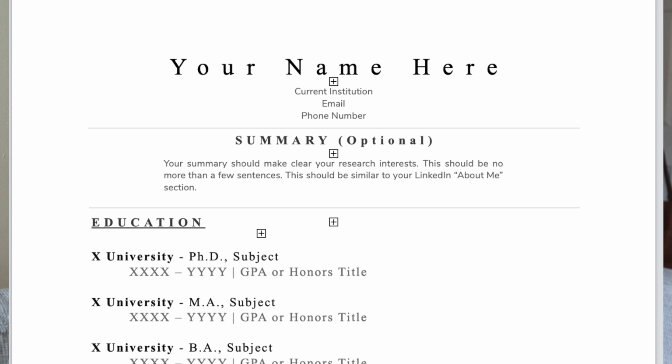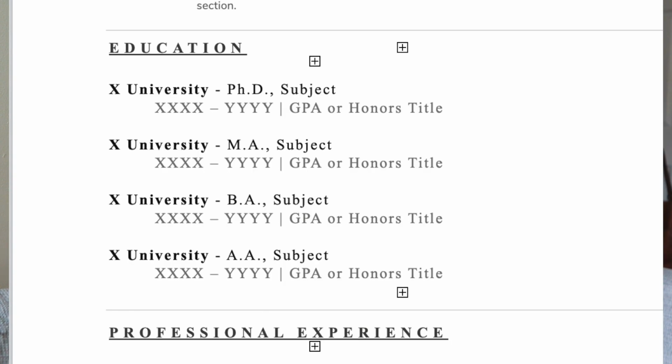So again, similar to the objectives on the previous professional resume, you want to include some information about your research interests, anything to basically give them more information about your background. So this can be just a short little blurb. It should be no more than about 3 or 4 sentences. Below that is going to be your education. This is obviously the most important part of an academic CV.